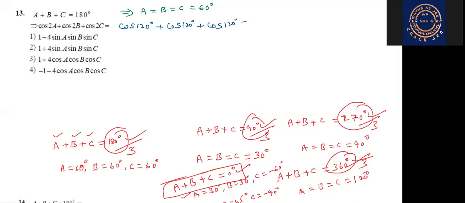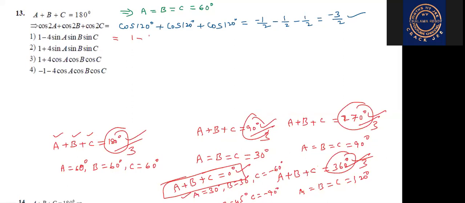What is the cos 120 value? Minus 1 by 2, or not? Minus 1 by 2, minus 1 by 2, minus 1 by 2. Total how much? Minus 3 by 2. We have substituted in the question. Now go to the options. I am going to verify the first option.